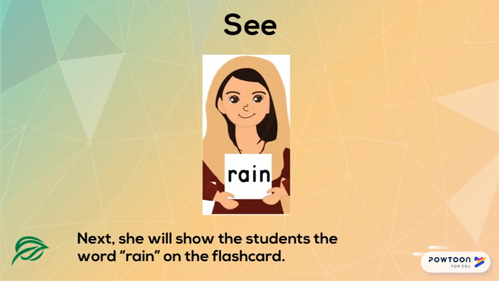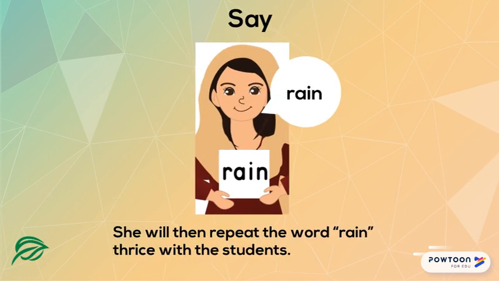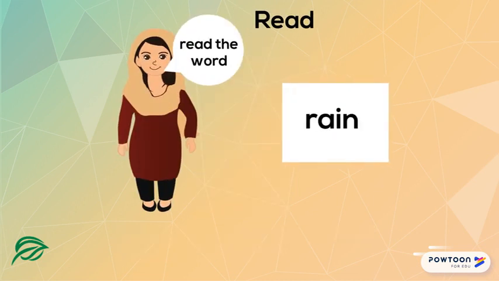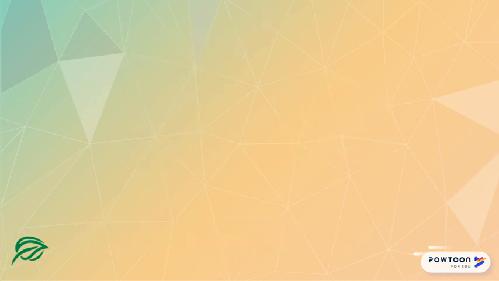See. Next, she will show the students the word rain on the flashcard. Say. She will then repeat the word rain thrice with the students. Read. She will then show the students the flashcard and ask them to read the word rain from it.